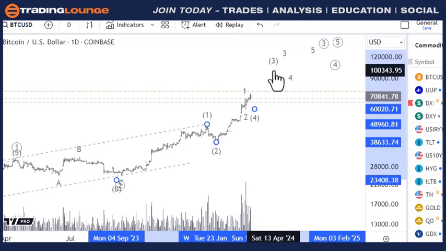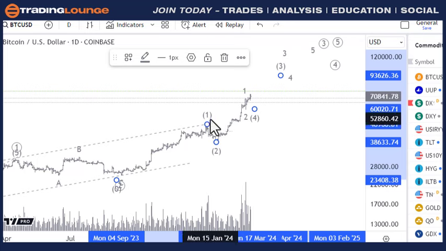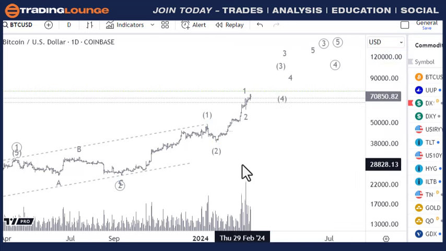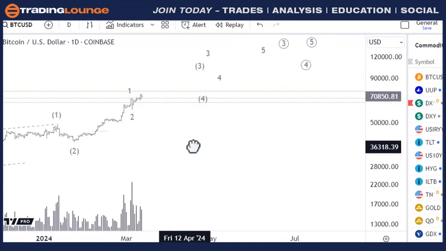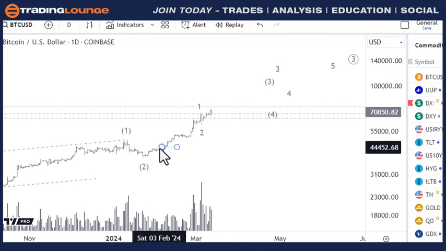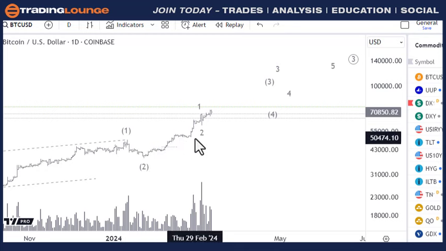So we would normally expect wave three to be, compared to wave one here, a bit longer. So we could drag that up there. Then it comes to the point, well, how do we count this up here? Obviously we could look at this as 1, 2, 3, 4 here. It makes a nice fourth wave going sideways.